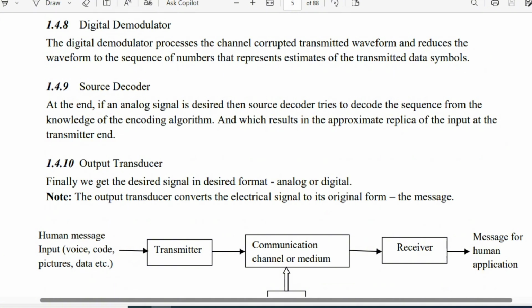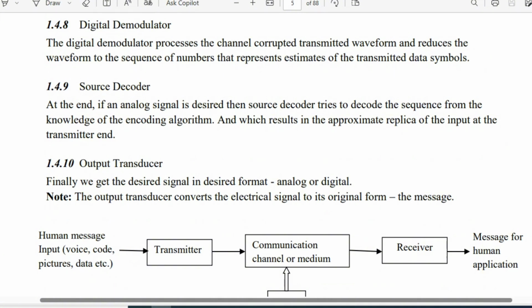Let's talk about the digital modulator. The digital modulator processes the channel corrupted transmitted waveform and reduces the waveform to the sequence of numbers that represent estimates of the transmitted data symbols. Imagine the digital modulator as a clever puzzle solver that takes a jumbled, messy picture and carefully puts all the pieces back together to receive the original image.